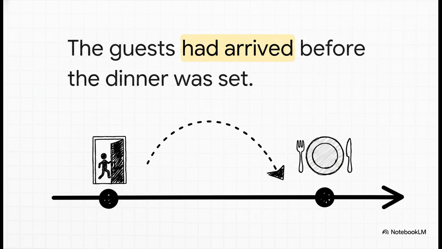It is the exact same double past timeline rule. The older event, the guests arriving, gets had arrived. The newer event, dinner being set, gets was set. Recognizing that before keyword rewards you with an instant correct answer. It's a real game changer.